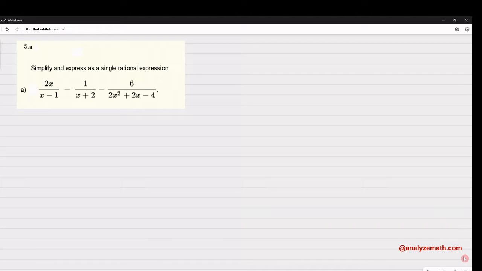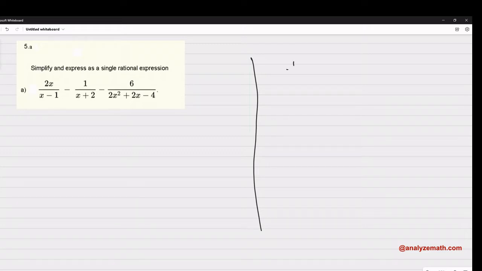In this video, we need to express as a single rational expression the sum of three expressions given here. Now, a few ideas before we start. Rational expressions are dealt with in the same way as fractions.